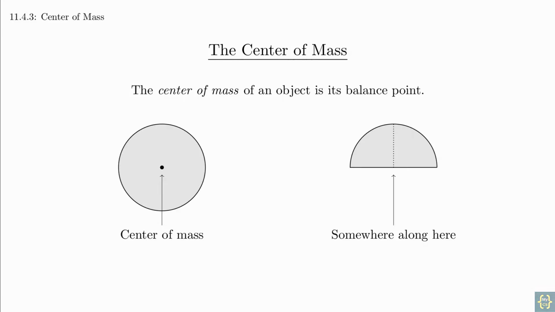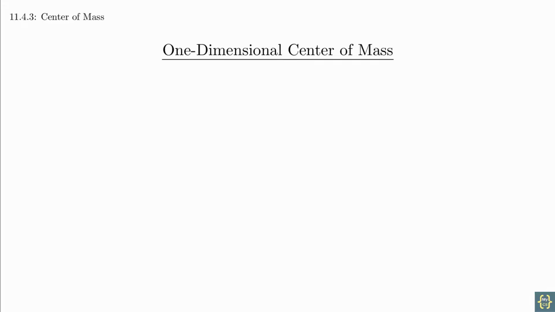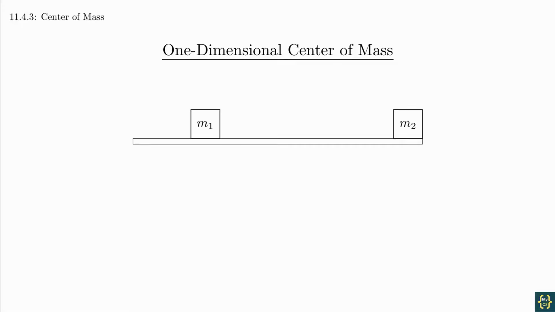This problem gets even more complicated when we think about objects where the density is different in different locations. In order to develop the formula for the center of mass, we will start with balancing 2 objects along a massless one-dimensional bar. The 2 objects have different masses and are located at different positions. In order to talk about these positions, we're going to introduce a coordinate system. How do we find the balance point? Let's call the balance point x bar, and we can intuitively see that it's somewhere between the masses.